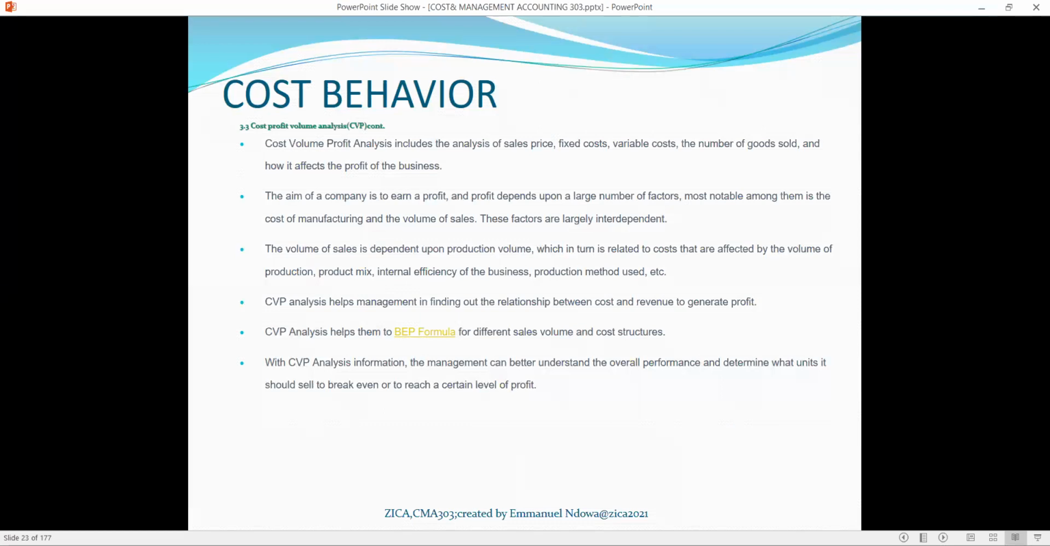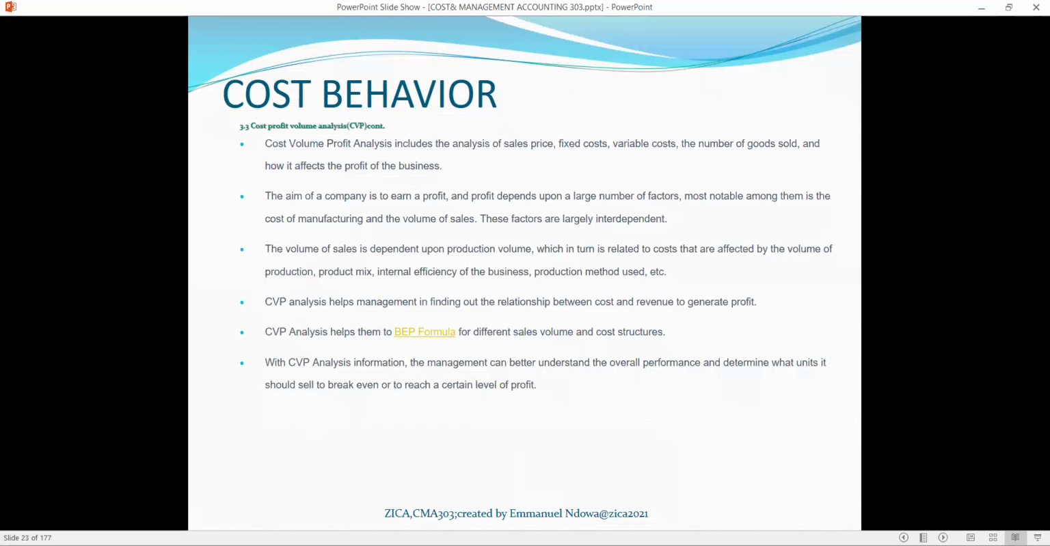So as I highlighted earlier, you might have different variable costs at different levels of production, but that doesn't affect your fixed costs. So the management will then need to see at which level we can have a break-even point, the level where we are not going to make a profit and not going to make a loss.